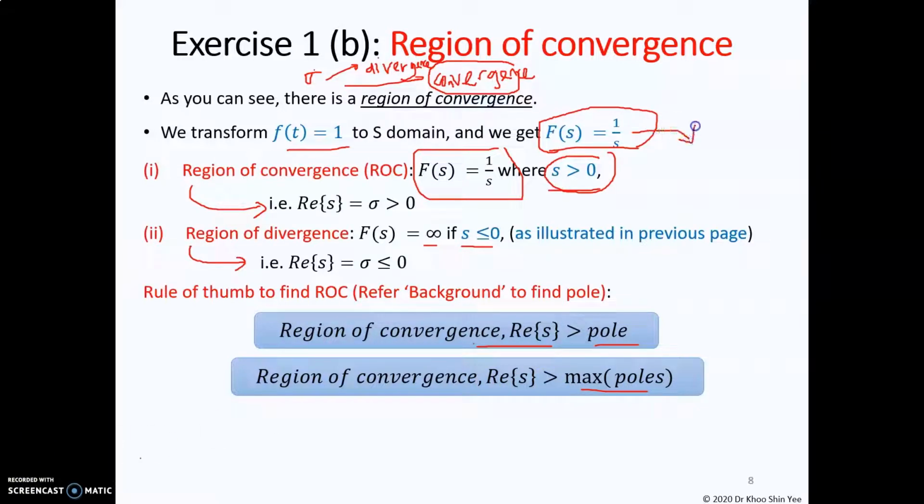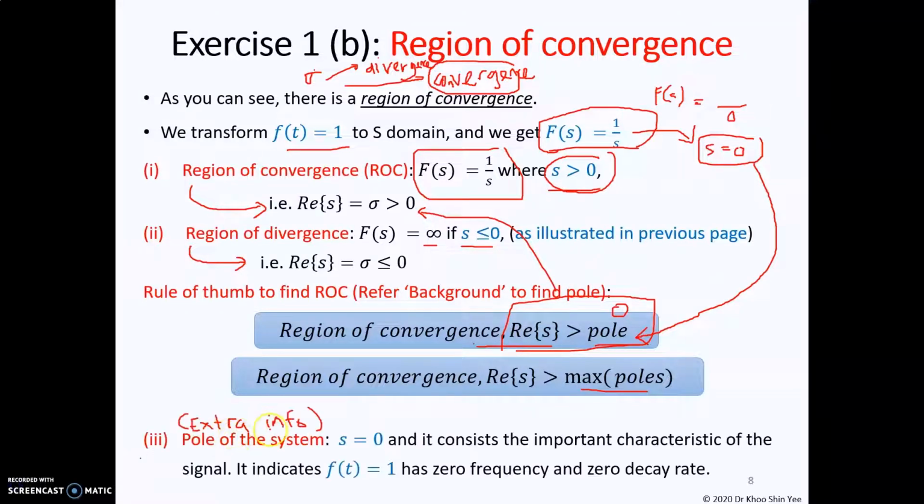So in this case, you have s equal to 0. So this is your pole, because it makes the denominator to be 0. At the bottom, you get 0 here for your F(s). Therefore, we can say that s equal to 0 is the pole. With that, we can substitute s equal to 0, which is the pole, into the rule of thumb, and we get the region of convergence. The real part of s must be greater than 0. So it gives the same answer like the previous one.